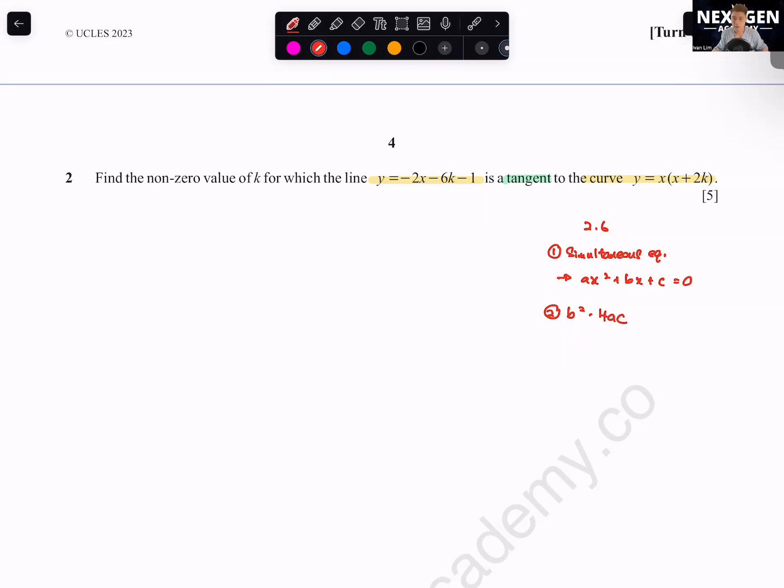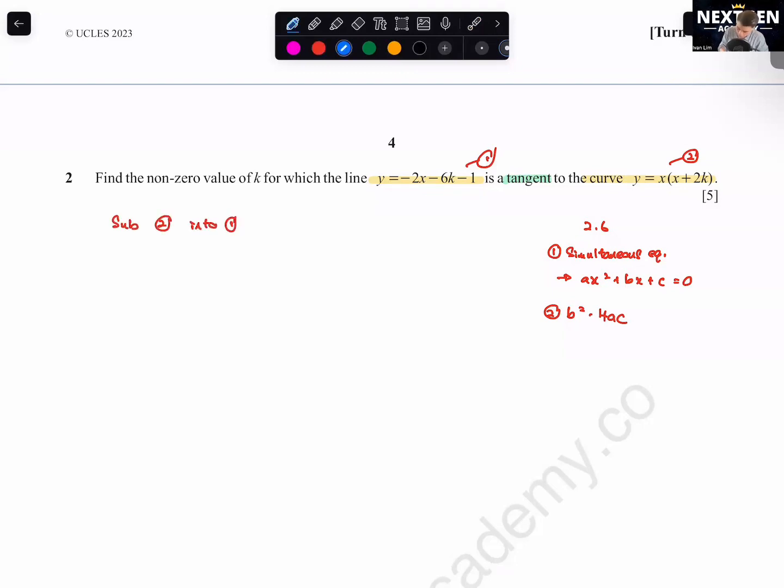I repeat again. For this type of question, there are 2 main steps. First one, simultaneous equation. Take it to ax squared plus bx plus c equals 0. Then b squared minus 4ac. Let's do this first. We call this equation 1, equation 2. I'm going to do my simultaneous equation first.